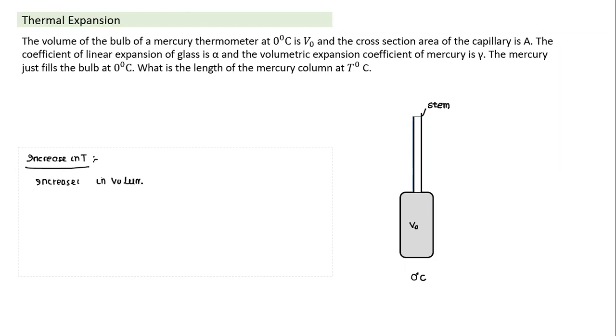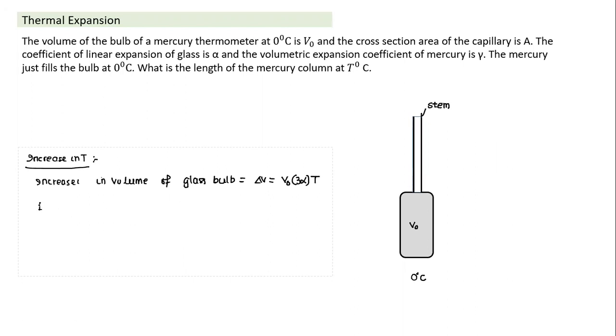And there will also be an increase in volume of the glass bulb. How much will the increase in volume of the glass bulb be equal to? We have to calculate the increase in volume of the glass bulb. Every time we calculate, delta V is equal to original volume times gamma times change in temperature. So this will be equal to original volume times the coefficient of volume expansion of the glass bulb. Coefficient of volume expansion I have to write as 3 alpha, and change in temperature is T. Thus the increase in volume of the glass bulb.